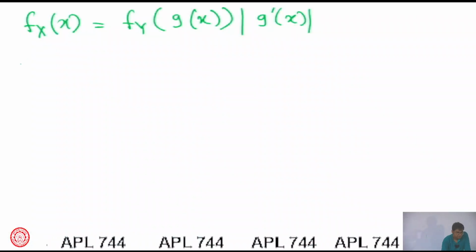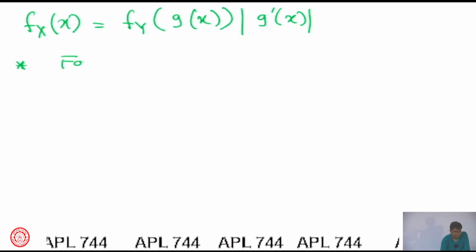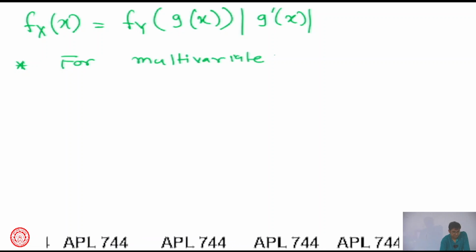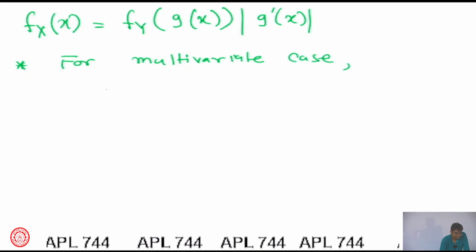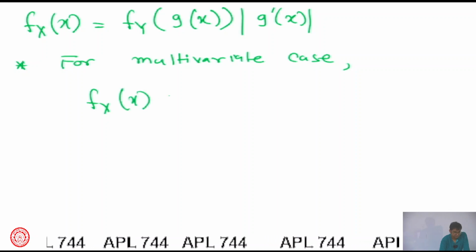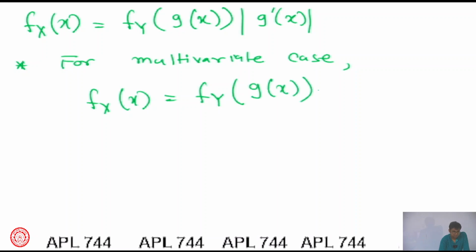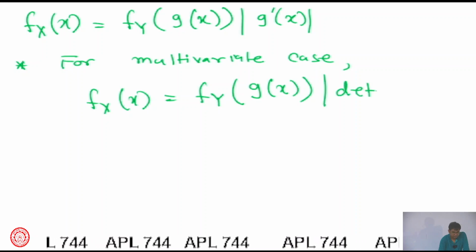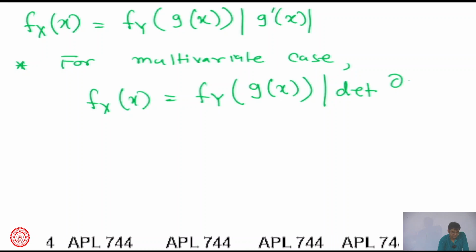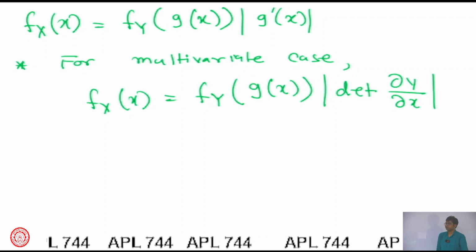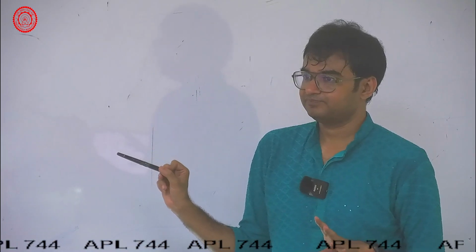So yeah, for multivariate case, fxx will be equal to fy of g of x times the determinant of the Jacobian, which is del y by del x. Okay. Del y by del x is known as the Jacobian, which is a matrix. Okay. Any question on this part?